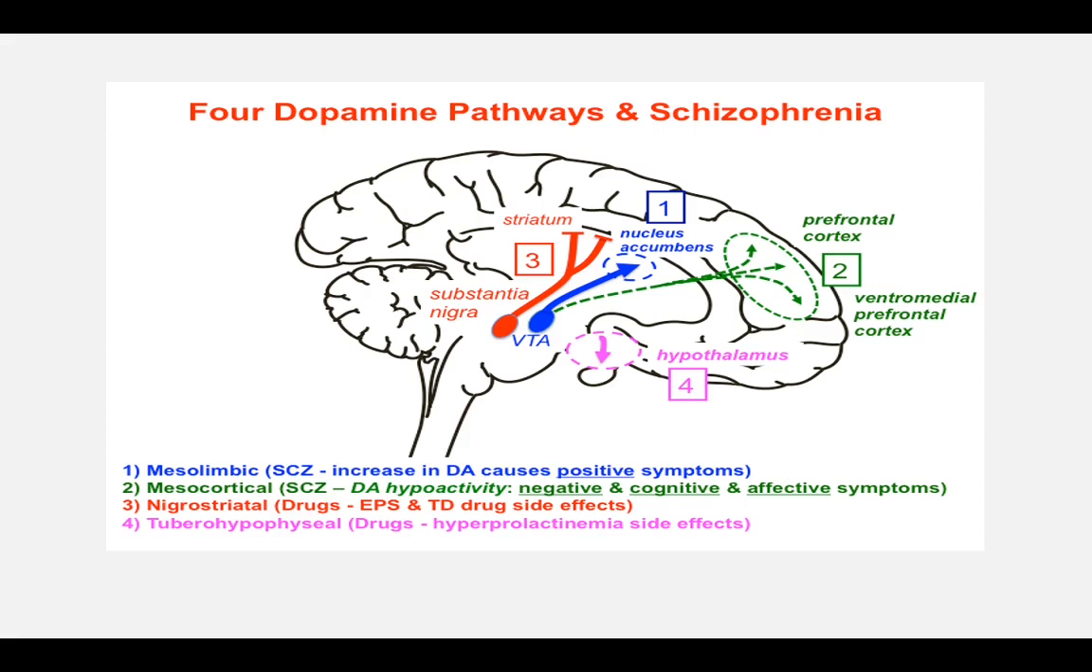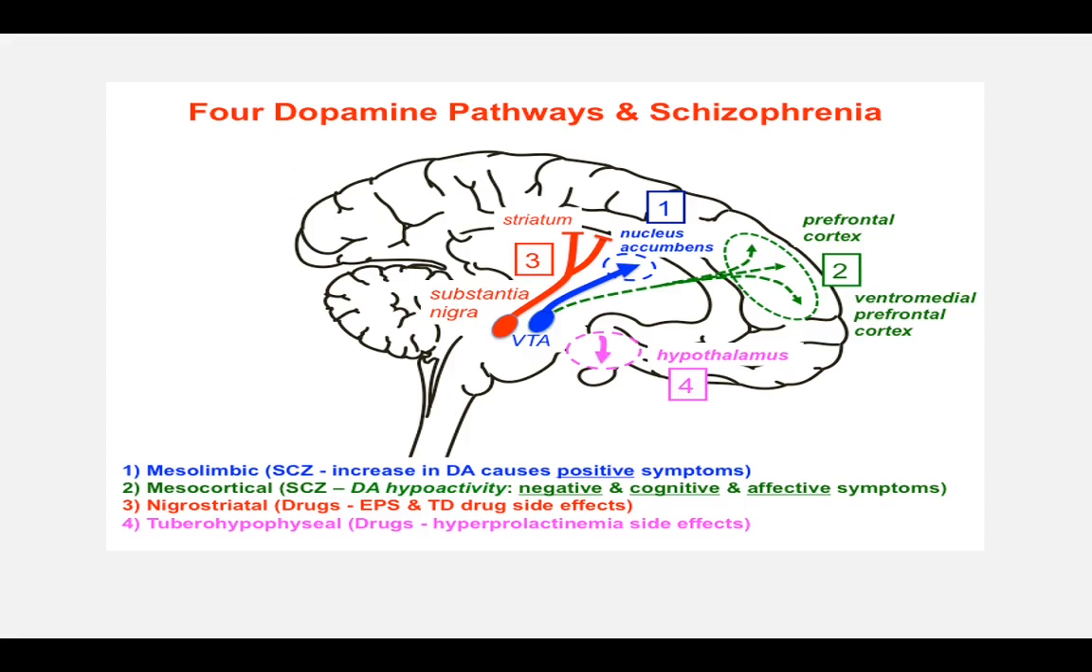So negative means everything is less than what is expected, right? In positive, what a person should normally have, they have more of that. Remember, we discussed this in the clinical discussion. So if there is hypoactivity, that means underactivity or less activity in the mesocortical pathway, it produces the negative, cognitive and affective symptoms.